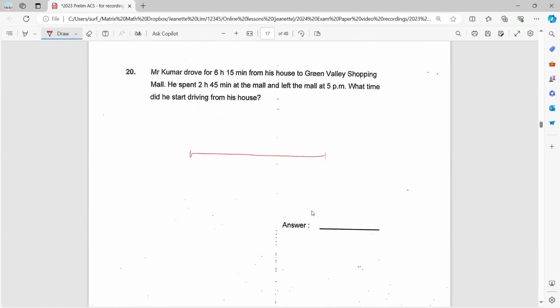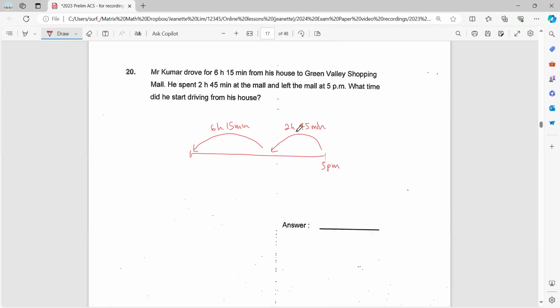So he drove for 6 hours 15, and then after that he spent 2 hours 45 and left the mall at 5 p.m. Okay, so let's go backwards. 2 hours 45 from the back, and then 6 hours 15 minutes. Okay, so actually what you can do is to add up the time. Otherwise, you can do the time one at a time.